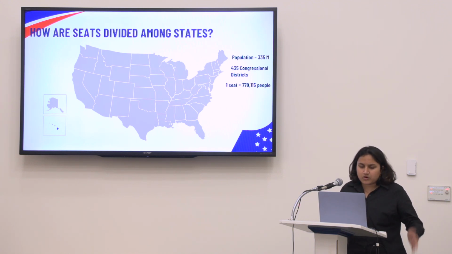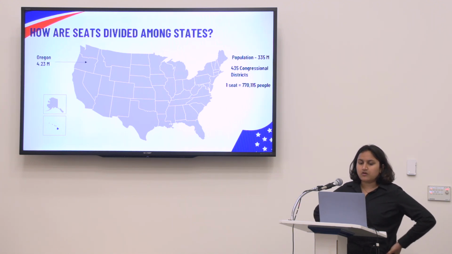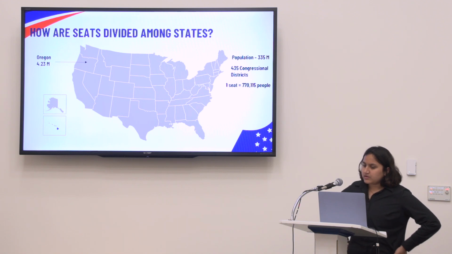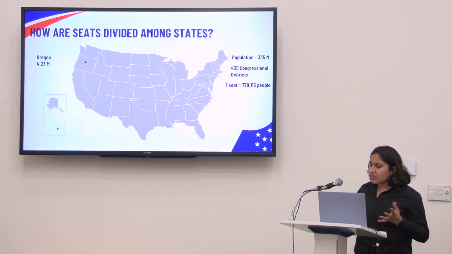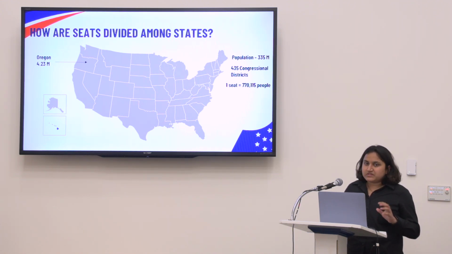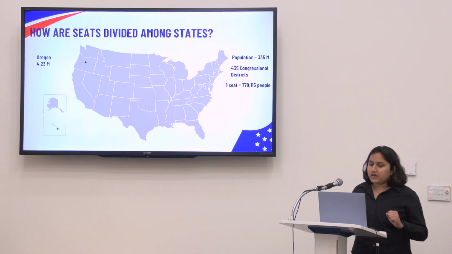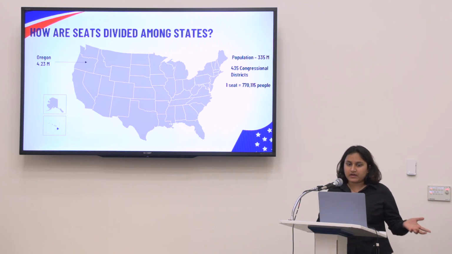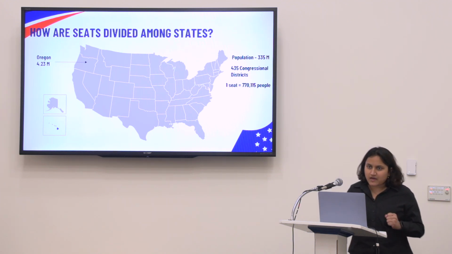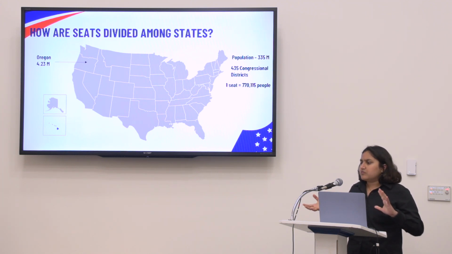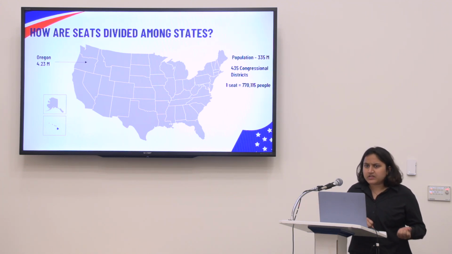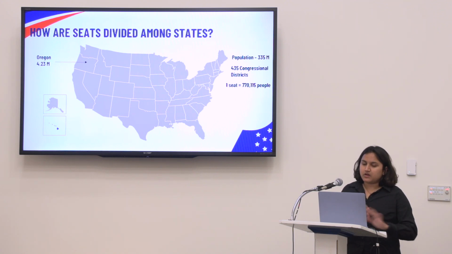So let's take Oregon, for example, with a population of 4.23 million. So if we were to go with our 700,000 representation ratio, then that would essentially mean that Oregon needs to have 5.5 seats, but we can't have a 0.5 seat. So how would that work? Should we have 5 seats? Should we have 6 seats? And there's been a lot of discussion about it.